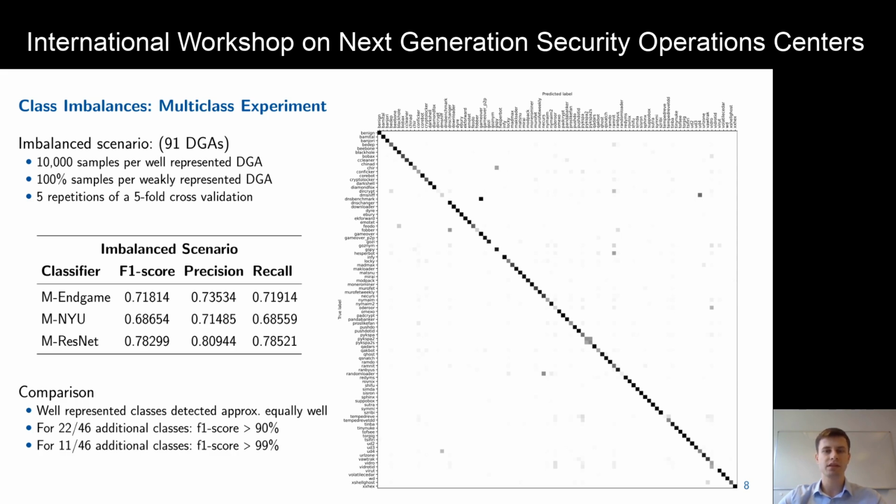For 22 of the 46 additional classes included in the imbalance scenario, the classifier is able to achieve an F1 score of more than 90%, and for 11 classes, even an F1 score of more than 99%. Our proposed classifier is able to achieve an improvement of over 6% in macro F1 score. This means that our classifier is able to correctly classify samples of several classes, which the other classifiers are not able to correctly attribute. Similar to the binary experiment, these results show that the weakly represented DGAs should be included in the training sets of a DGA multiclass classifier.